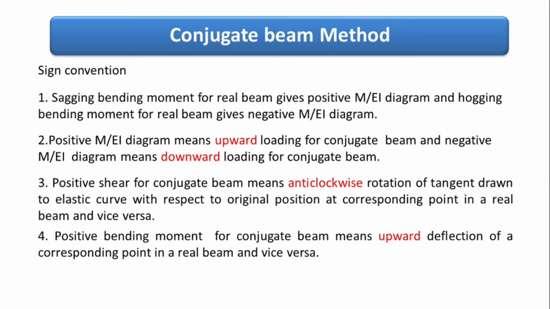Positive shear for the conjugate beam means anti-clockwise rotation of a tangent drawn to the elastic curve with respect to the original position at the corresponding point in the real beam, and vice versa. And the last one: positive bending moment for the conjugate beam means upward deflection of the corresponding point in the real beam, and vice versa.